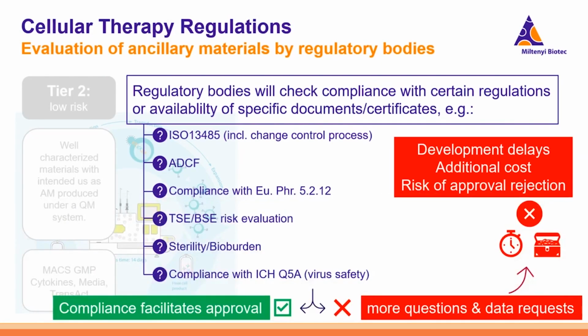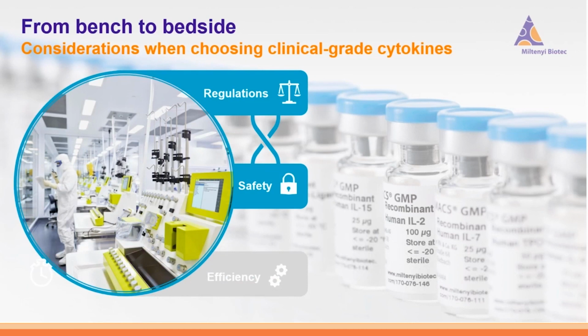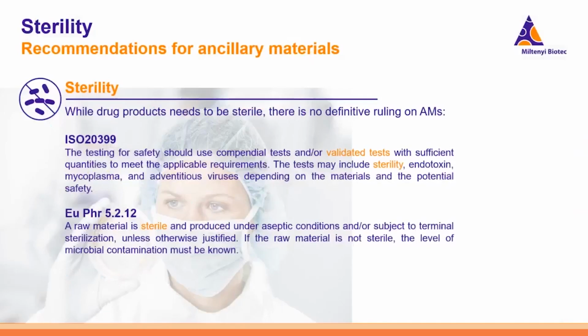But coming back to the evaluation of compliance with different guidelines, there are two key factors which are very often overlooked and which I would like to address in a little more detail. And this is the sterility and the compliance with the ICH Q5A, the so-called viral safety. These two are topics which fall both under the regulations and also under the safety aspect. So let us start off with the sterility.